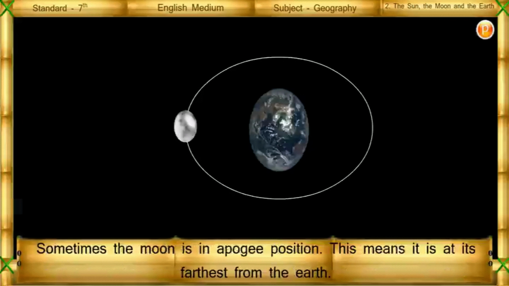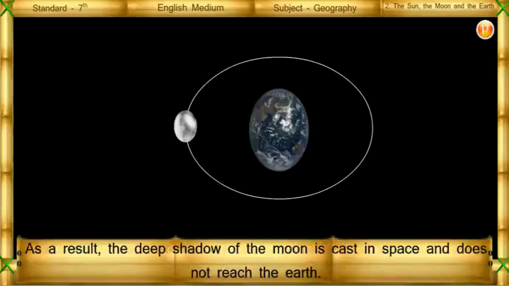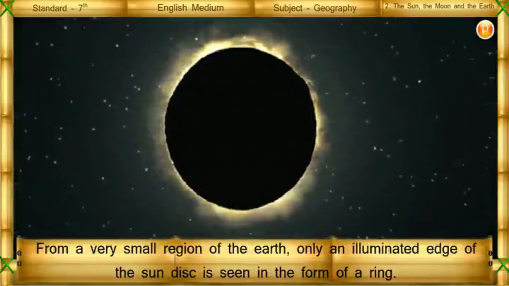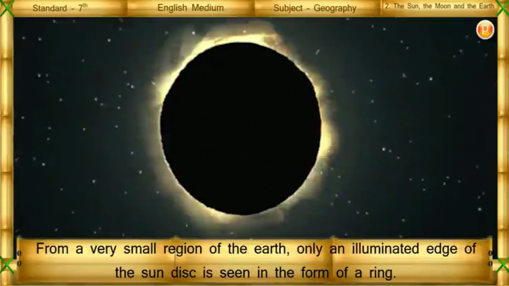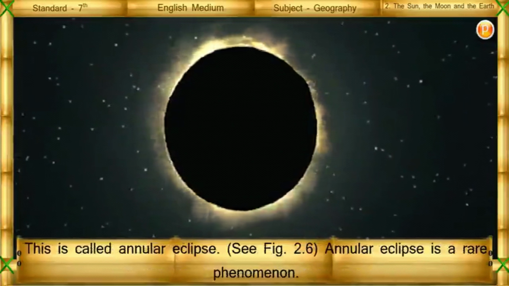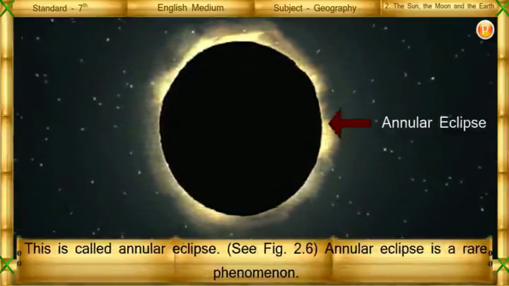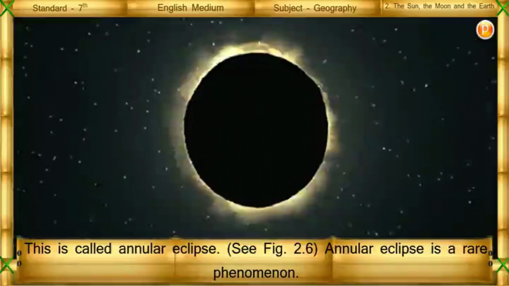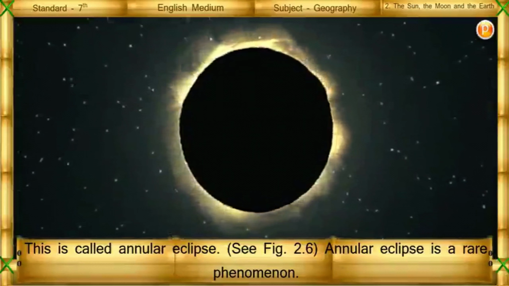Sometimes the moon is in apogee position. This means it is at its farthest from the earth. As a result, the deep shadow of the moon is cast in space and does not reach the earth. From a very small region of the earth, only an illuminated edge of the sun disk is seen in the form of a ring. This is called annular eclipse. See figure 2.6. Annular eclipse is a rare phenomenon.